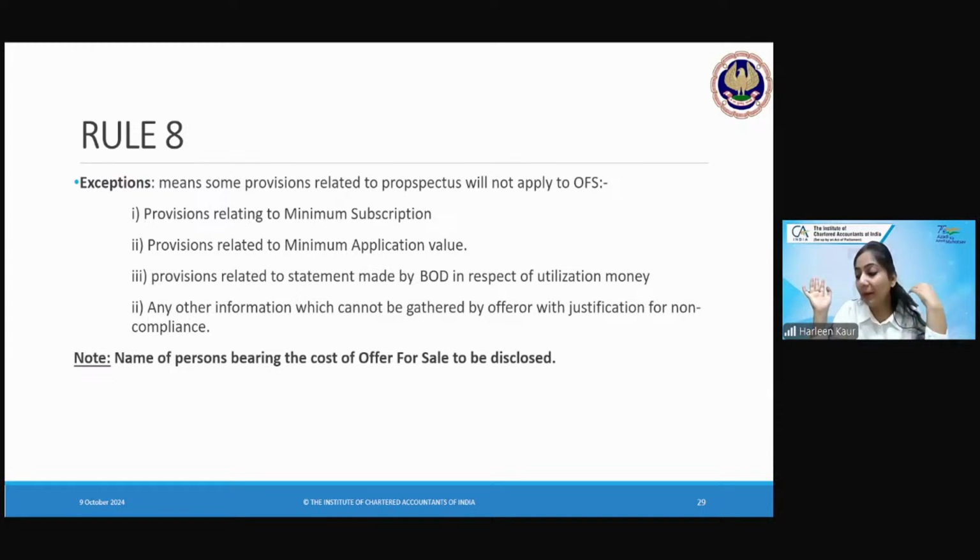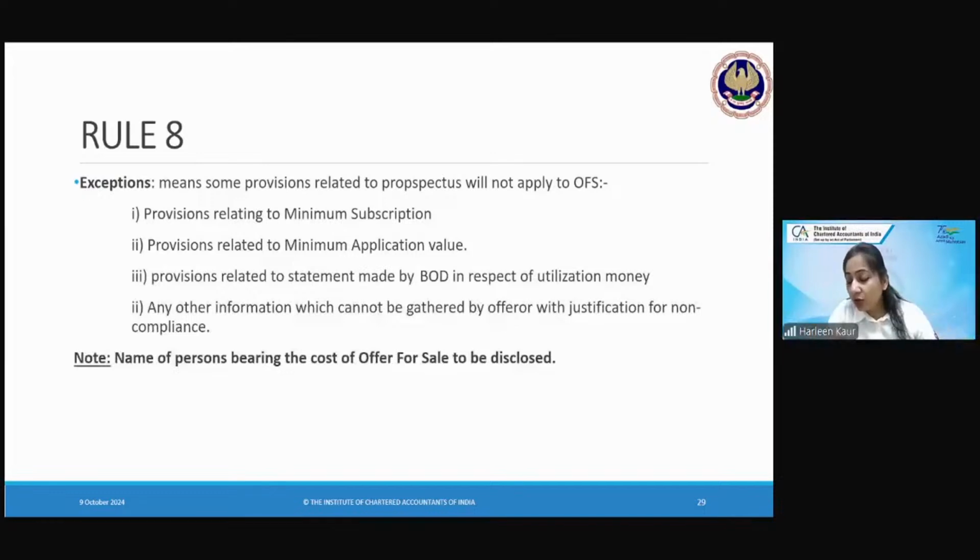Third point, no new capital is introduced in case of OFS. You're only changing the shareholding pattern. Earlier, I was having 100 shares. Now I'm selling my 90 shares, and I'm only having 10 shares. The capital is not changed. Only the shareholding pattern is changed.